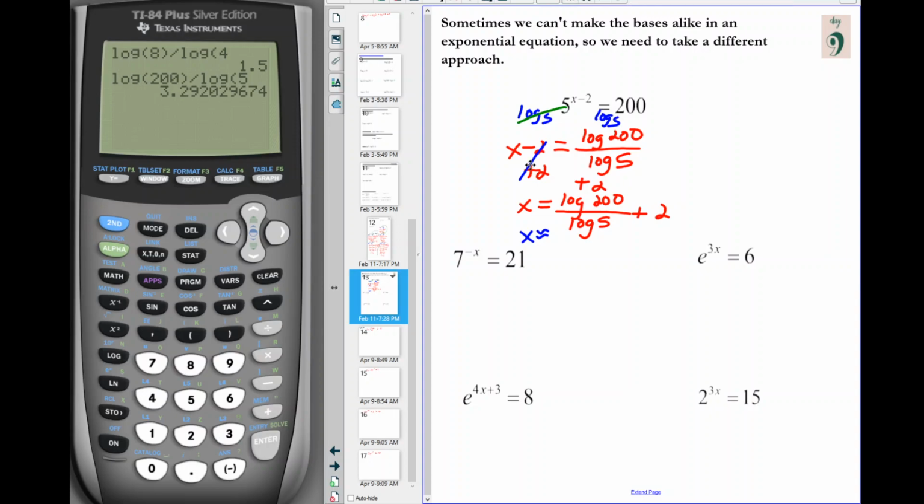I already have the first part on the calculator's memory, so I'll just hit plus 2. And then I get 5.29 approximately.